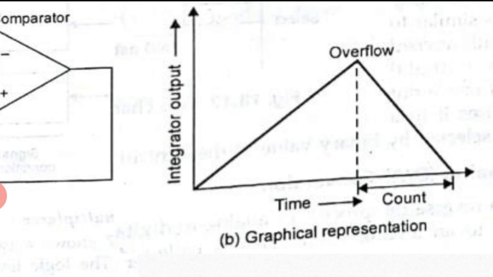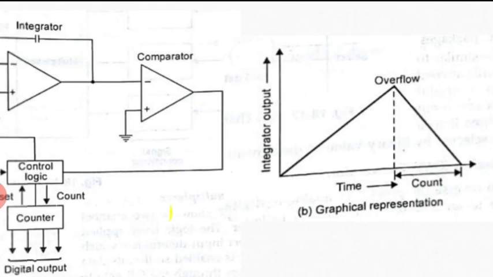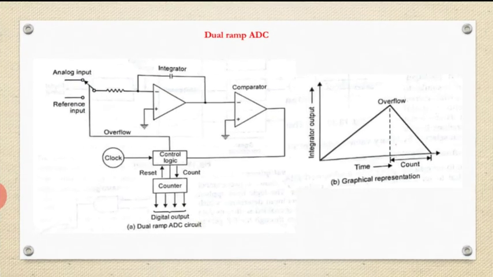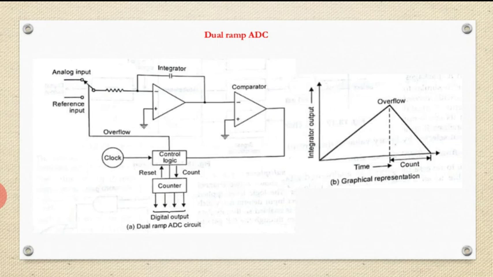How much time it takes to discharge this voltage is measured by the counter. The count is then a measure of the analog input voltage. The count in the counter is directly proportional to the input voltage you applied. So this is the dual ramp ADC.